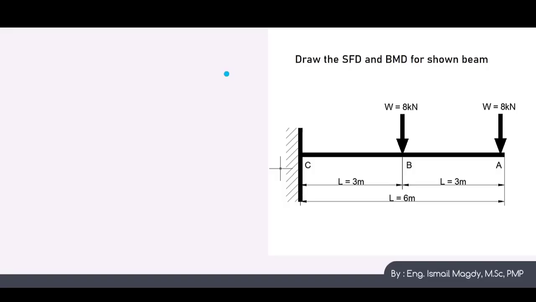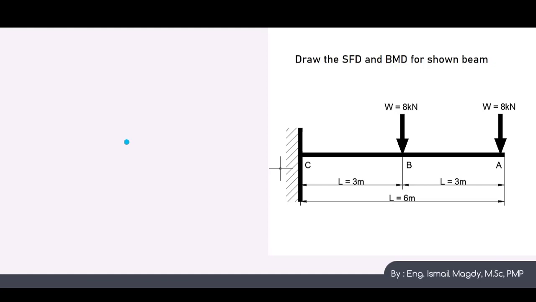Let's start with this example. We have a beam fixed from one side and free from the other side, with a total length of 6 meters, and we have two vertical forces of 8 kN each at distances of 3 meters and 6 meters. We want to draw the shear force diagram and bending moment diagram for it.